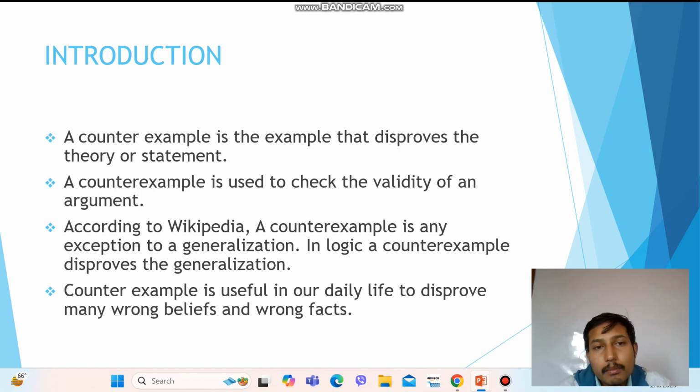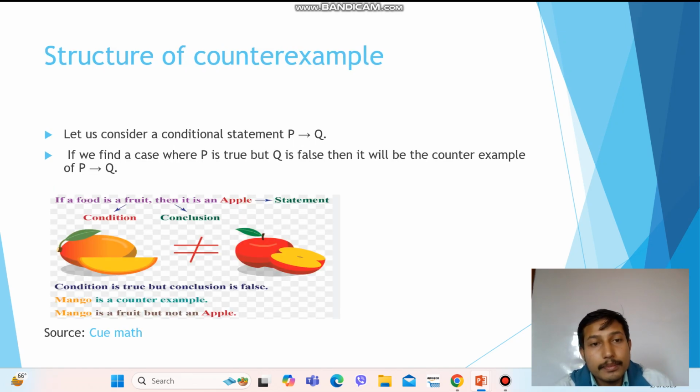A counter example is the example that disproves the theory or statement. A counter example is used to check the validity of an argument. According to Wikipedia, a counter example is any exception to a generalization. In logic, a counter example disproves the generalization. Counter example is useful in our daily life to disprove many wrong beliefs and wrong facts. So a counter example is used to check the validity of an argument.